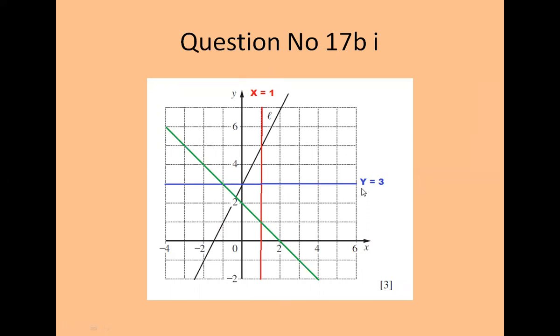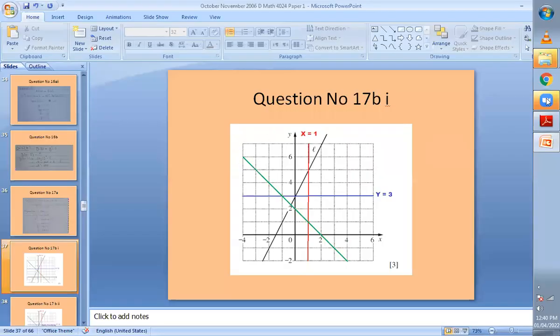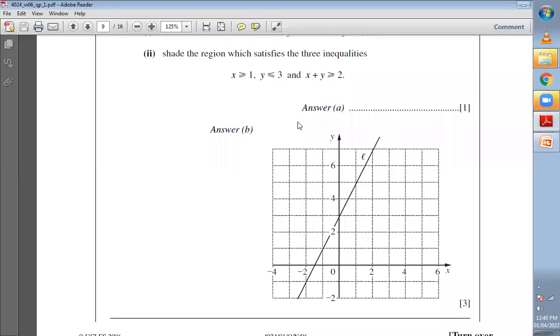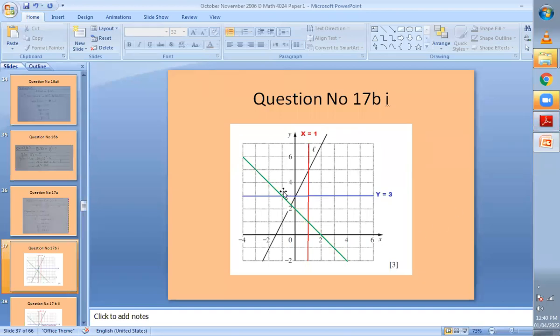Then they give you another line. Let me check. Then they gave you another line, x plus y is greater than 2. So x plus y equals 2 will be this line, this red line. So I have drawn all these three lines on the grid.